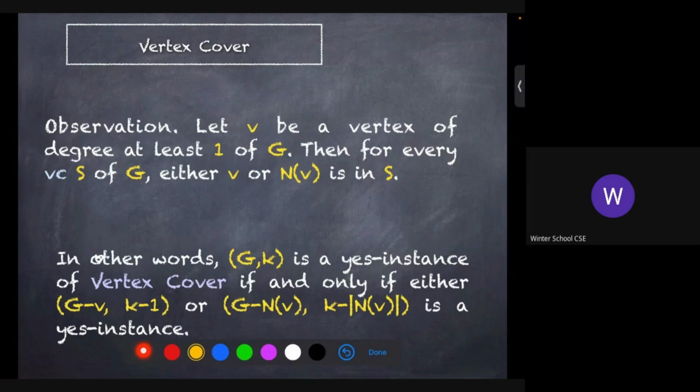Here? Yes. If you say that, it should be at least 1. Because if it's 0, then I don't have to take the vertex into the vertex cover. If it's 2, that's okay. I just don't understand the question. You ask if the vertex degree is at least 1. Yeah.